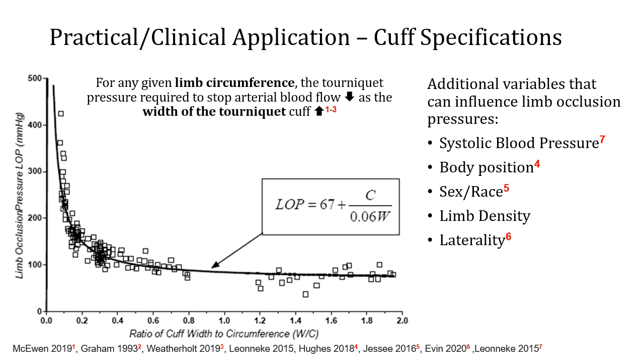How much of the limb is made up of bone versus muscle mass, and even the laterality, left versus right, dominant versus non-dominant, has been shown to fluctuate or have influence on what the limb occlusion pressure is. The image there looks at the limb occlusion pressure in millimeters of mercury on the y-axis, and then the ratio of cuff width to circumference. You can see that there is a predictable equation that someone's limb occlusion pressure is dependent upon: limb circumference as well as the width of the cuff.